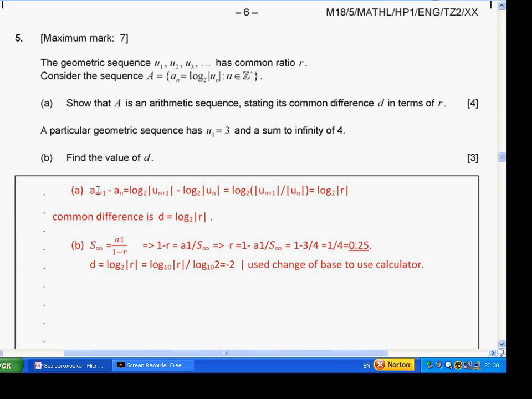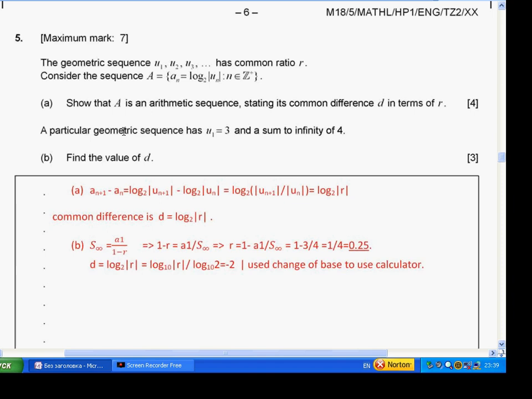By definition, if we have an arithmetic sequence, the difference of two subsequent elements should be equal to a constant. Let's check. I write the difference of two neighbor elements, substitute the expression that is given, use the property of the logarithm difference, and I get a constant value. It is the logarithm with base 2 of the absolute value of r. So this is the common difference. I call it D.